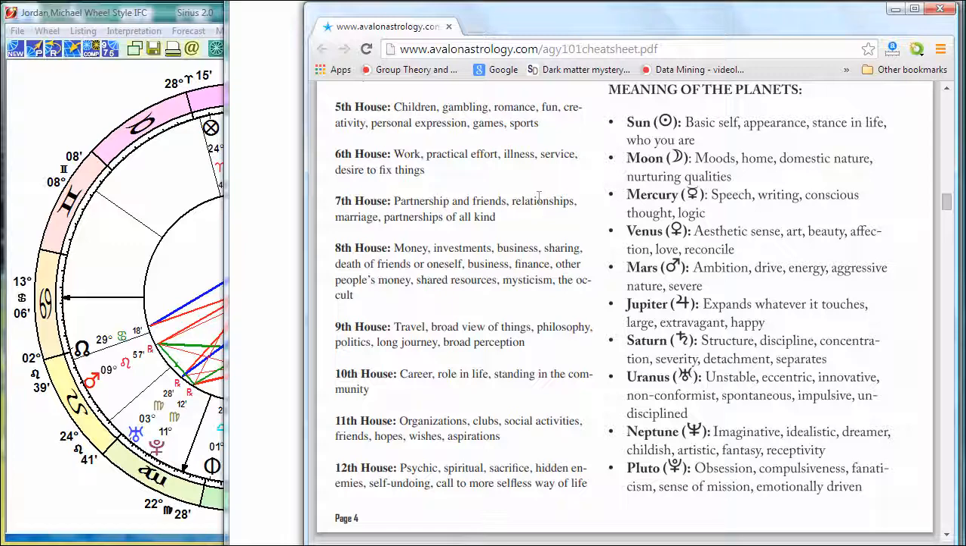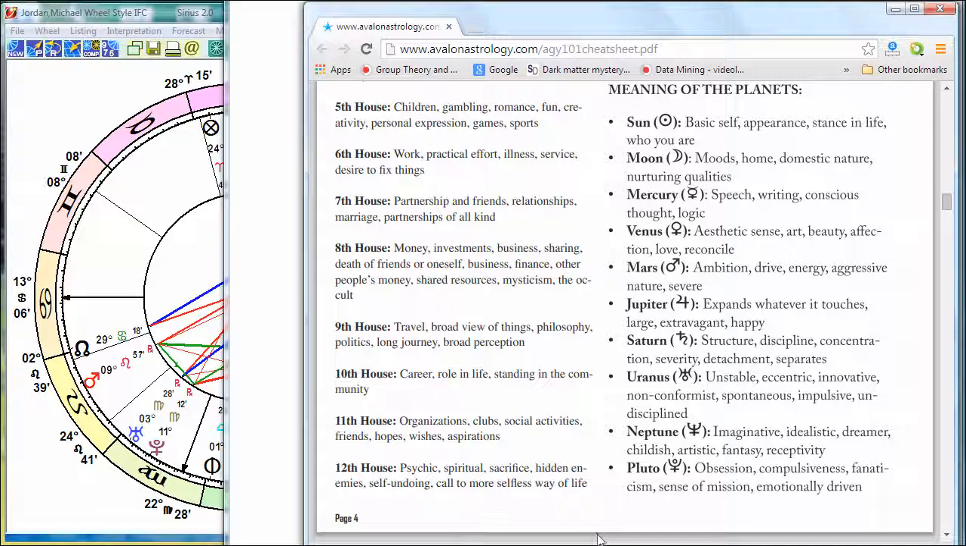tremendously influential over how happy they are. The ability to have a loving, romantic relationship especially is very, very important. And to have peaceful relationships, kindness in relationships becomes emphasized. Okay, so you get the idea. You just put the planet in a sign and in a house and you get the interpretation.